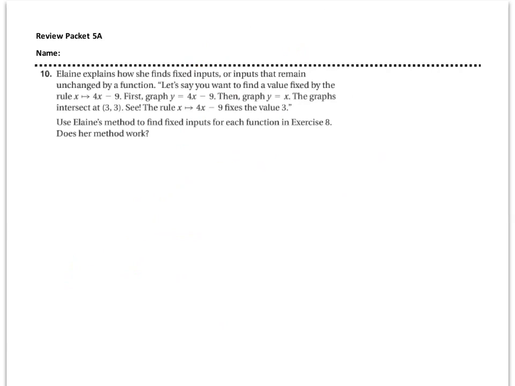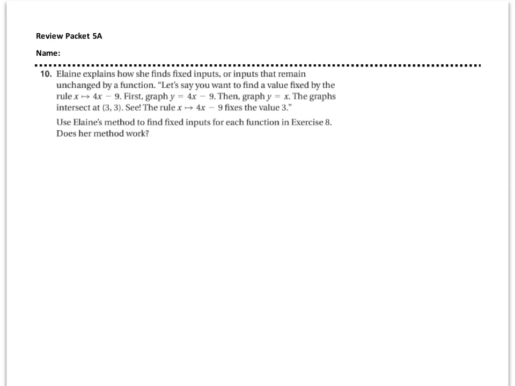Problem: Elaine explains how she finds fixed inputs, or inputs that remain unchanged by a function. Let's say you want to find a value fixed by the rule x maps to 4x minus 9. First, graph y equals 4x minus 9. Then graph y equals x. The graphs intersect at 3, 3. See, the rule x maps to 4x minus 9 fixes the value 3. Use Elaine's method to find a fixed point for each function in exercise 8.